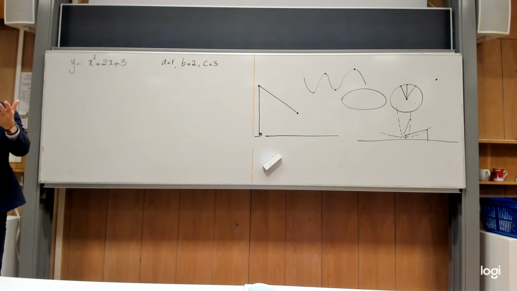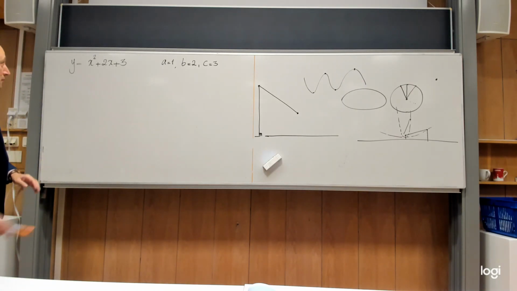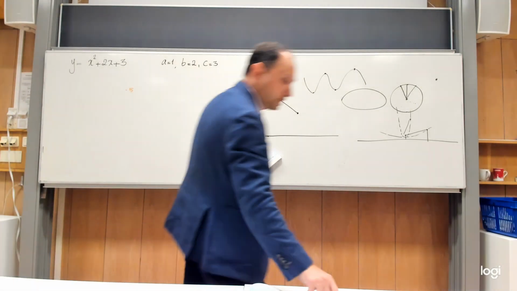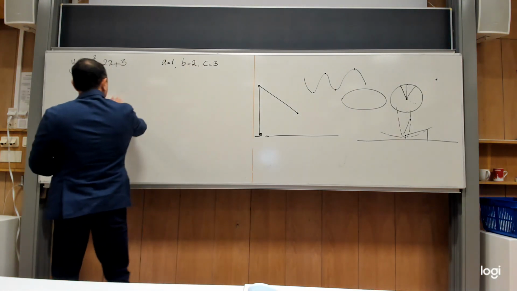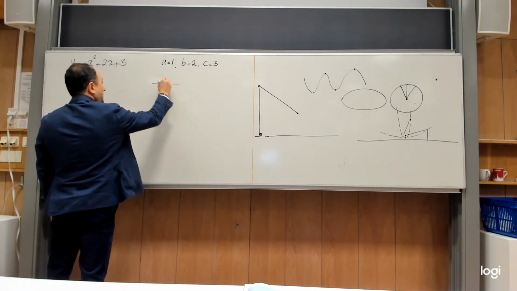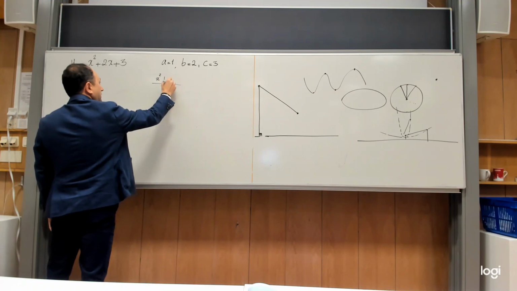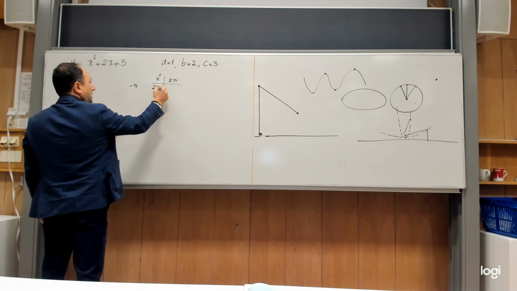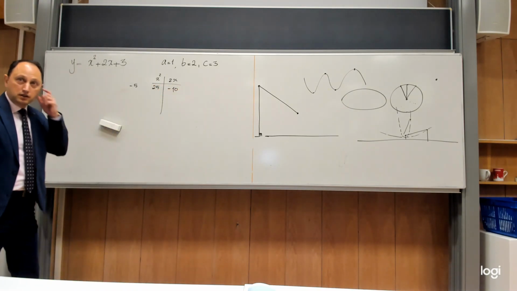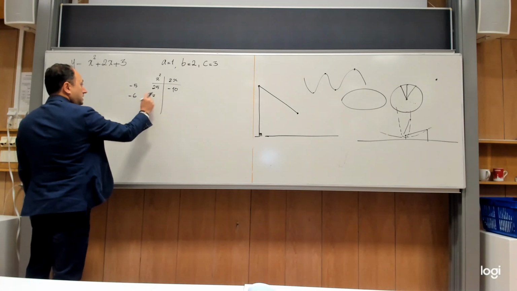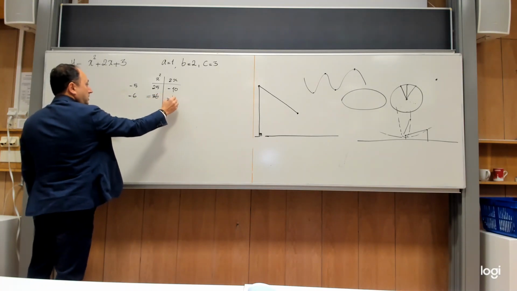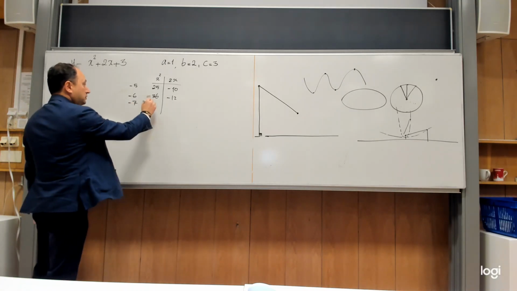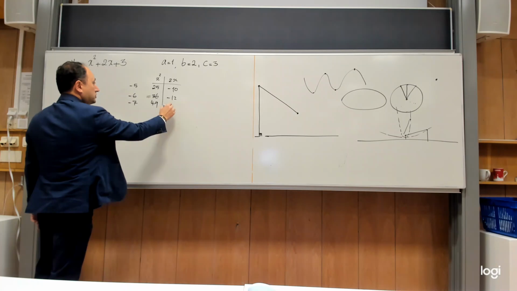X squared will increase faster, yes? So for example, if I choose minus 5 for x, so let me write x squared, x, 2x. Here, if I choose minus 5 for x, this becomes 25, this becomes minus 10. If I choose minus 6, it becomes positive 36, and this becomes minus 12. If I choose minus 7, what happens here? It becomes 49, it becomes minus 14.